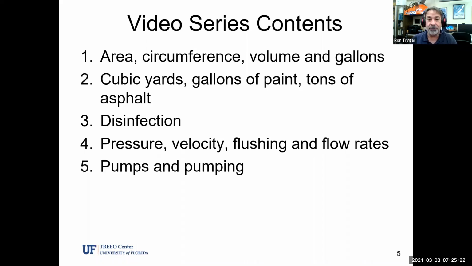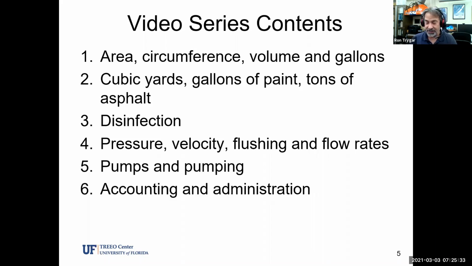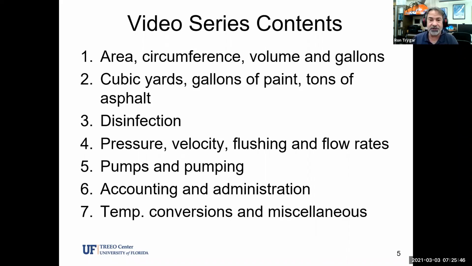And we're going to get into pumps and pumping. This will be more about the total dynamic head, or the water pressure that water's pumping against, so to speak. And category number 6 will be accounting and administrative math. This will be kind of like some percentages, water loss, things like that. And then lastly, we have temperature conversions and any miscellaneous math that we have to add in here or there.